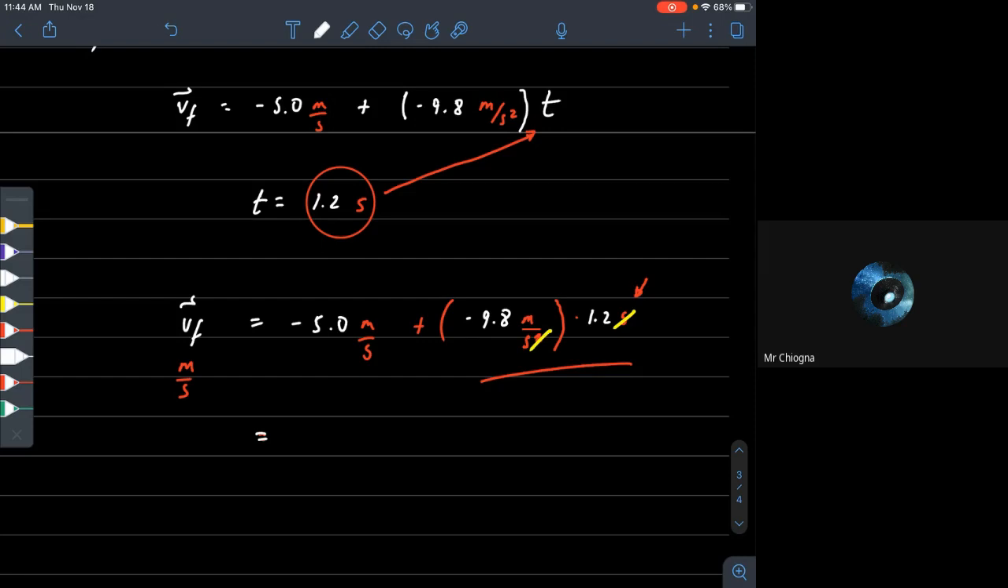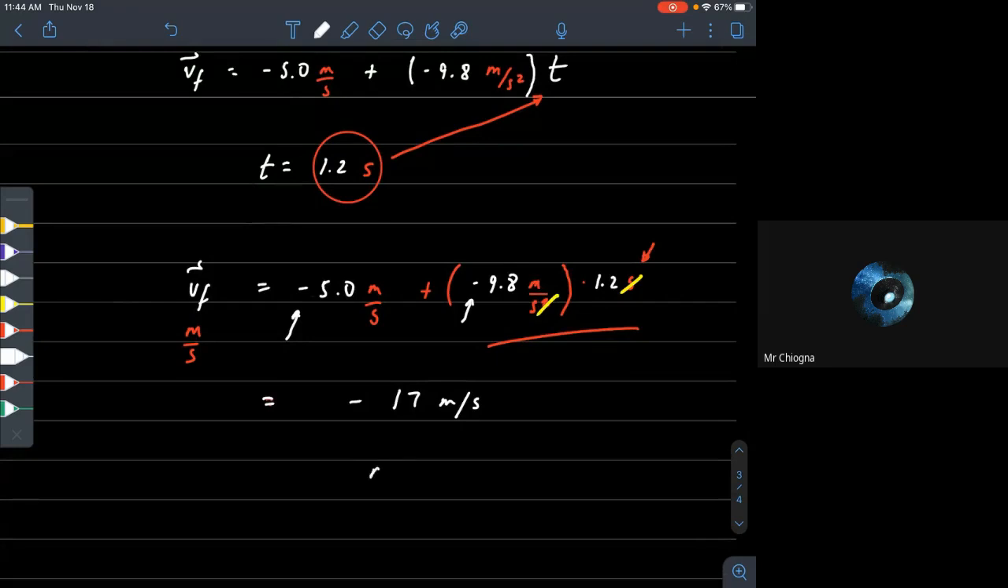So this works out to be, as in the answer, 17. What do I have to remember to put in front? Negative. Two negatives add up to give a negative. It's negative because it's moving which direction? Yeah, moving down.